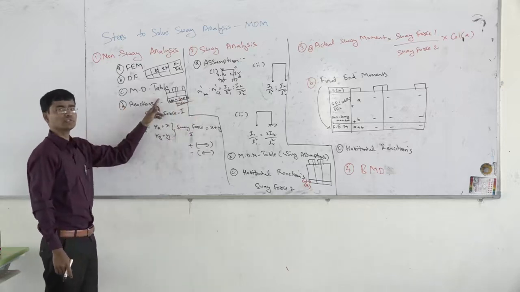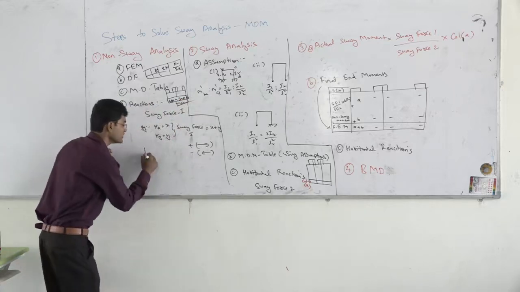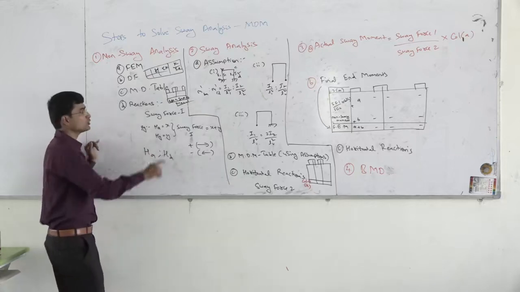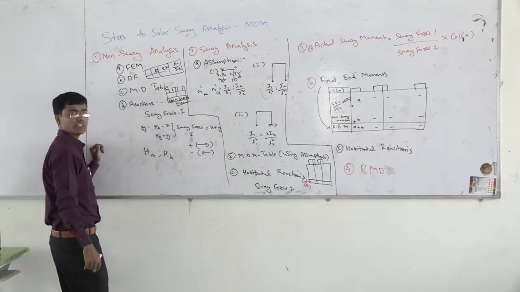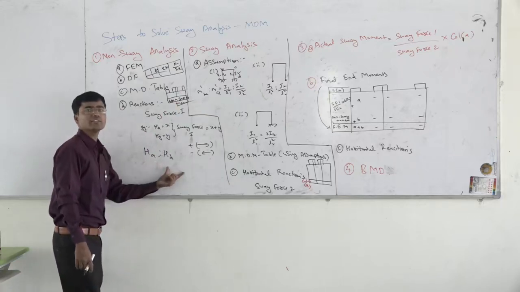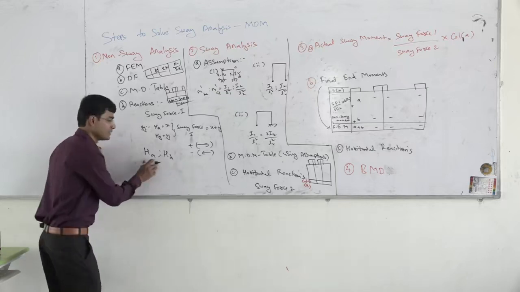Once you have got your non-sway moments, you have to find the reactions. What are the reactions we have? We have the reaction HA and the reaction HD. Because we have already got our moments, the only part remaining is to find HA and HD.